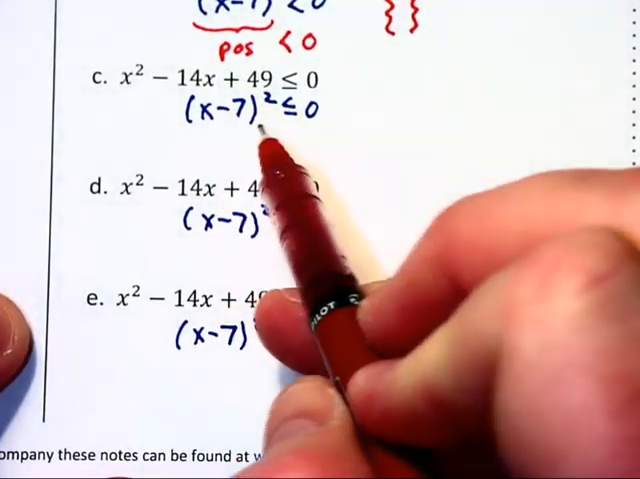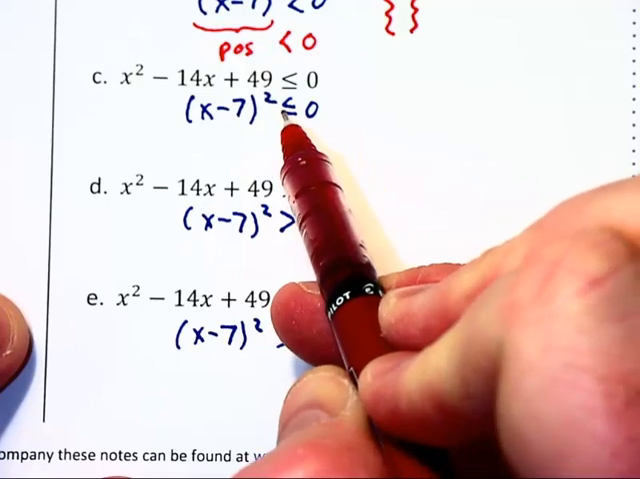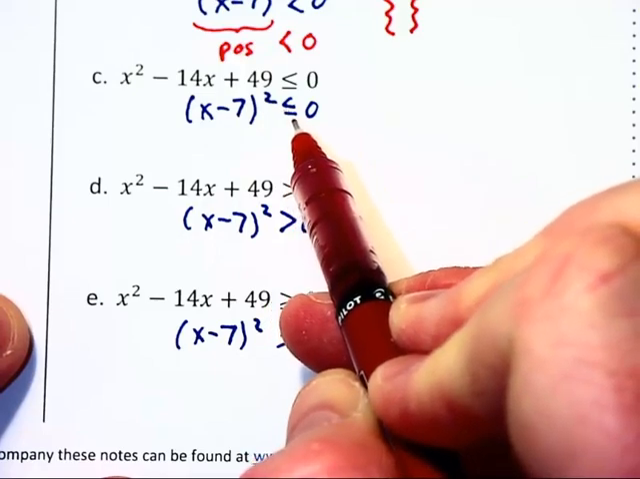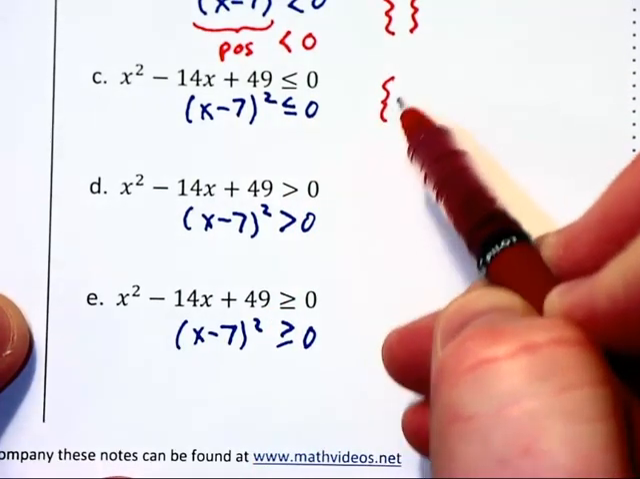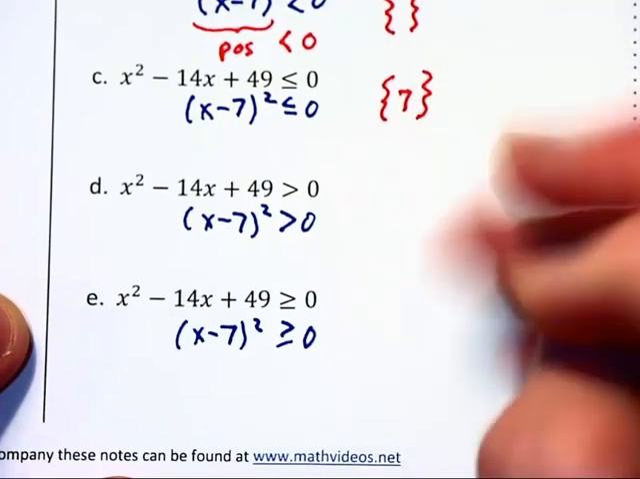When is it less than or equal to 0? Well, we already know about the less than part, but now we've got the equal to part. The equal to just gives us the answer 7.